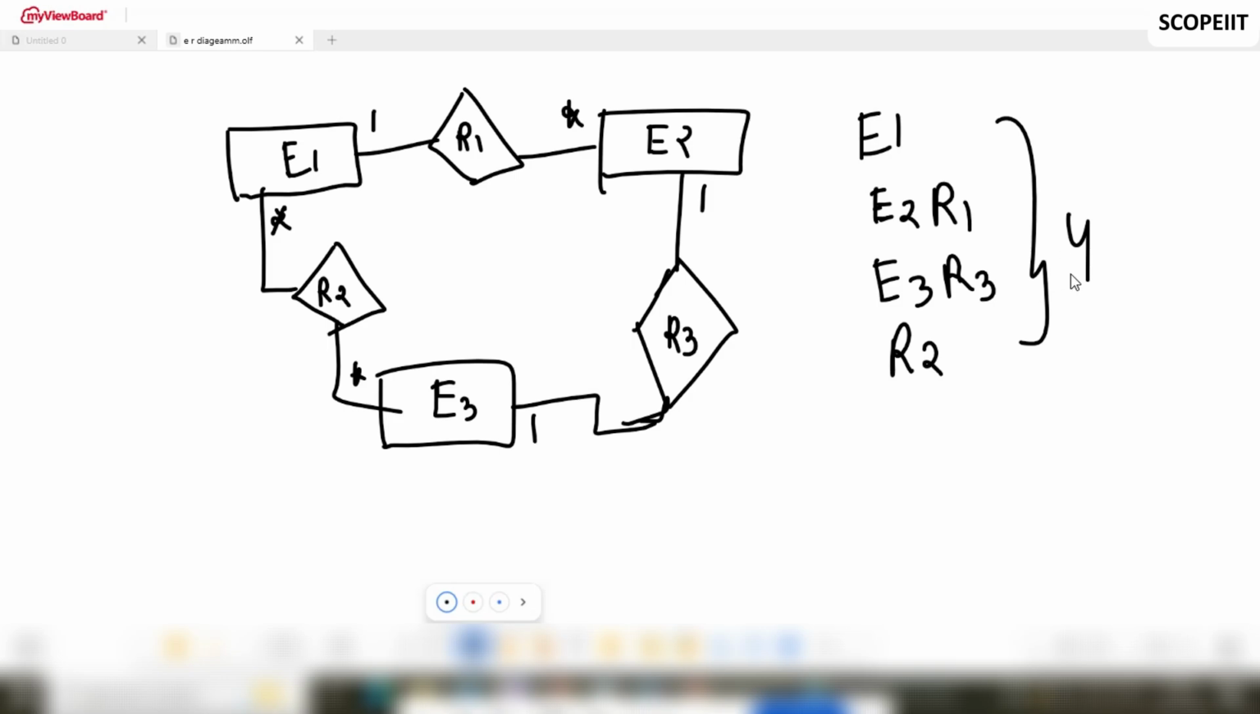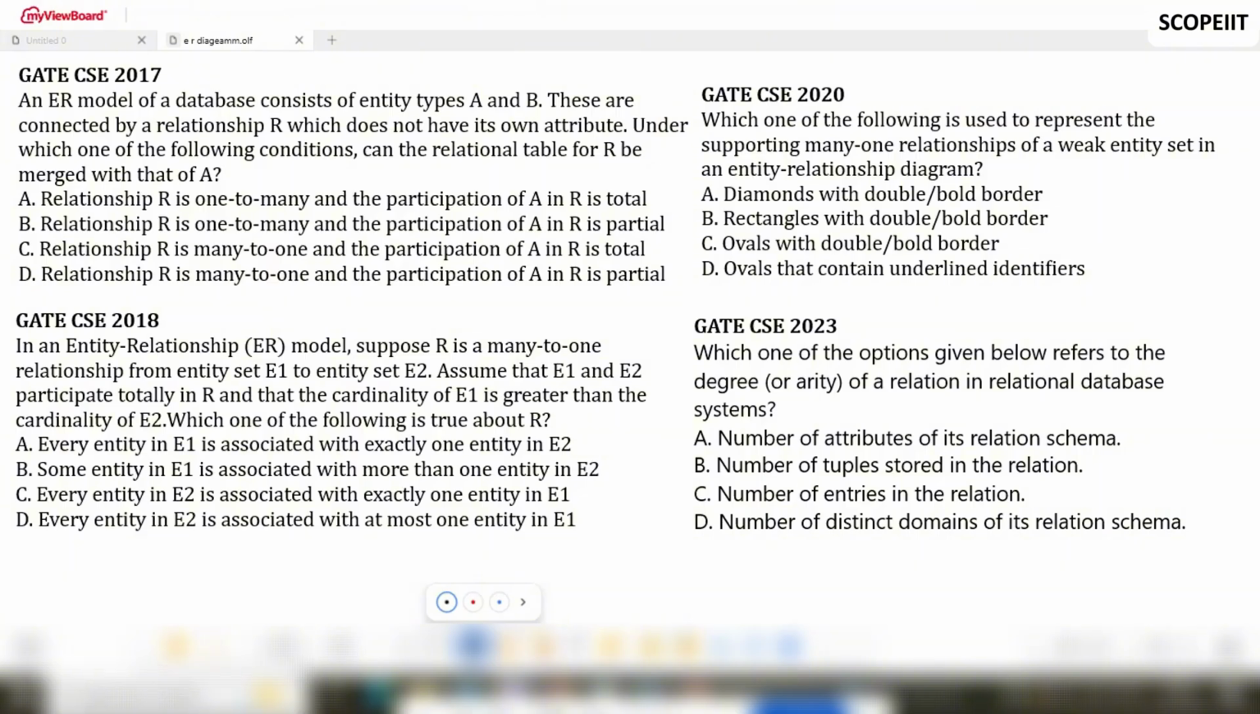This type of question has been asked many times in UGC NET and GATE exams. Next, we'll solve some previous year GATE and UGC NET questions, especially GATE questions on ER diagram. I have taken some theory questions, and next I have taken one numerical. Now see, an ER model of the database consists of entity types A and B. These are connected through a relationship R.